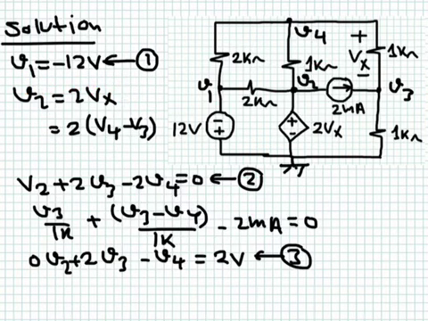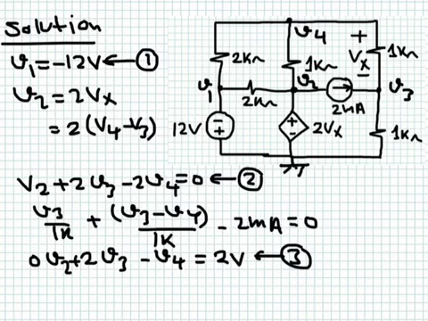V1 is minus 12. So I wasn't able to apply KCL here, but because my voltage source was connected to ground, I was able to get an equation. Okay, so this is good. Now we move to node number 3 and node number 4. If you apply KCL here, you get V3 over 1K.